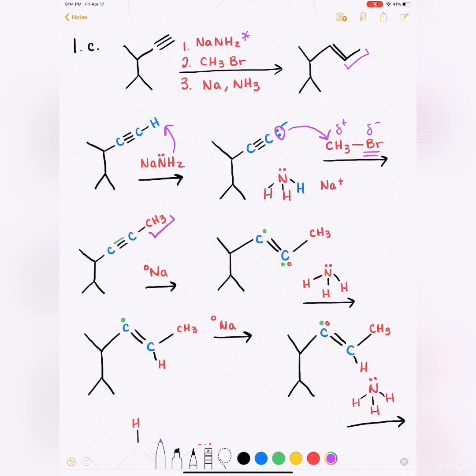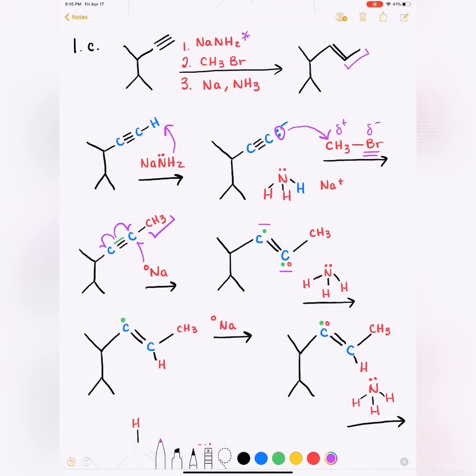The sodium radical we have in solution is going to donate 1 electron to this carbon, and this bond here is going to donate 1 electron to this carbon and 1 electron to this carbon. Notice I'm using single-headed arrows because I'm only moving 1 electron. This is going to result in an alkene, but we have a lone pair here and a carbon radical here, which is not what we want since radicals are very reactive.